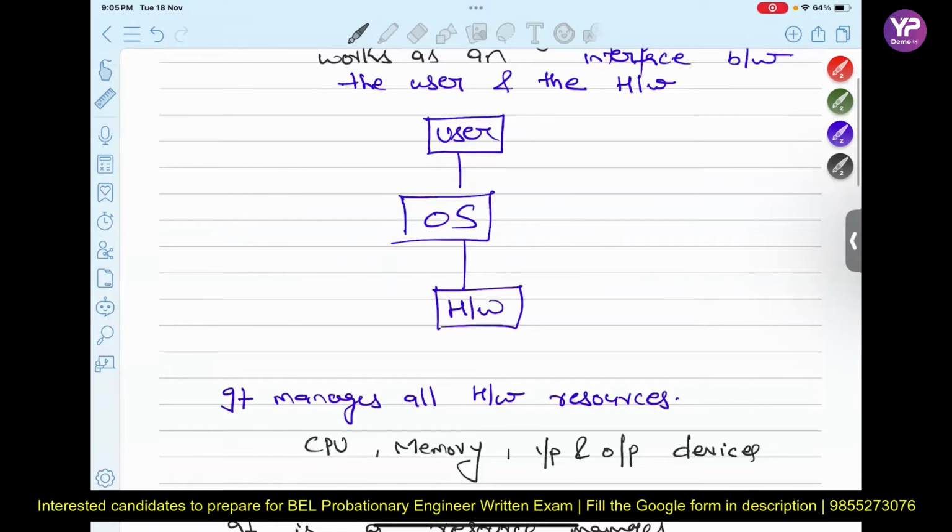Now my question is why there is a need of operating system? Sir, it works to perform better. Might be difficult to work directly with hardware, so better OS is available. Sir, better performance. Okay. Very good.